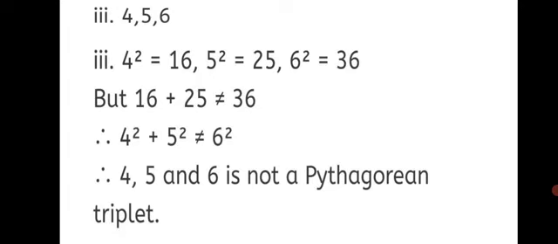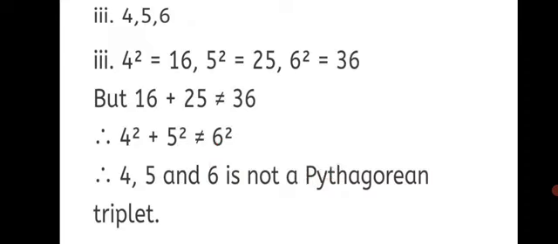Okay. Here, if you don't show the actual answer, 16 plus 25 is equal to 41, that is also okay. You can just add 16 plus 25 in your rough and then check whether it's equal to 36. If not equal, write not equal to 36. Then you write 16 plus 25 is whose square? 4 square plus 5 square. Therefore 4 square plus 5 square is not equal to 36, which is whose square? 6 square. And then the final answer.